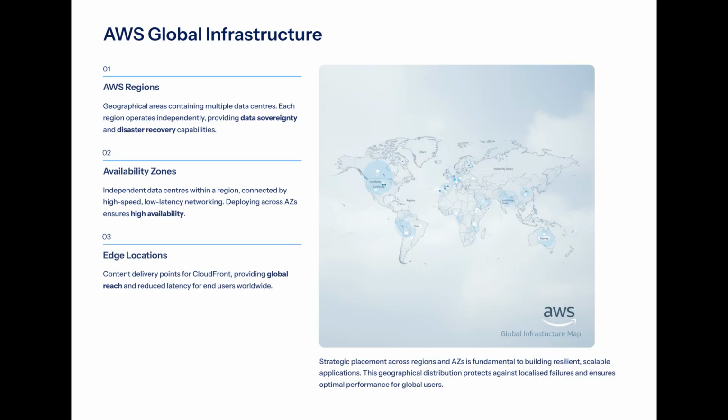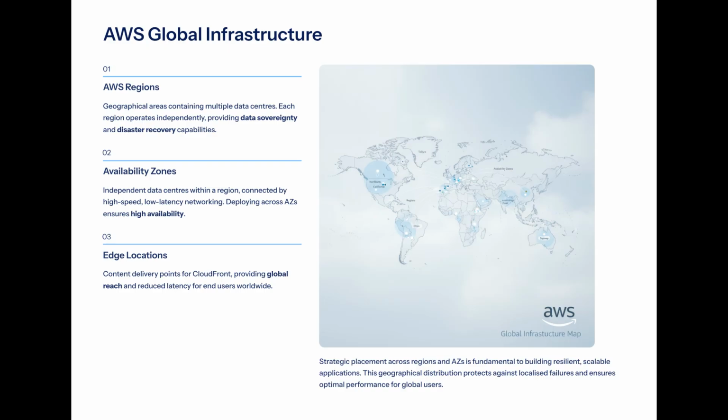Edge locations are even more distributed. They are not for running compute in the same way as EC2, but for caching and delivering data through CloudFront. They sit close to your end users in cities around the world, so when someone requests a video, a web asset, or an API response, they get it from the nearest edge location instead of traveling halfway across the globe. This improves user experience and reduces load on your origin servers.